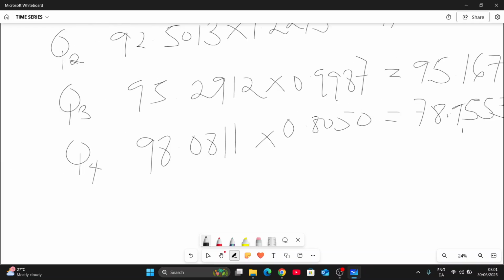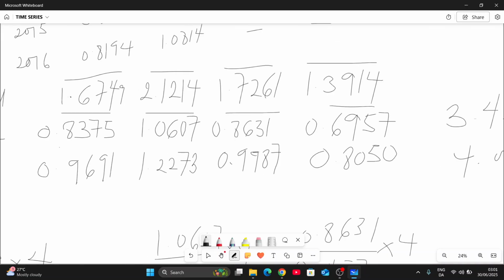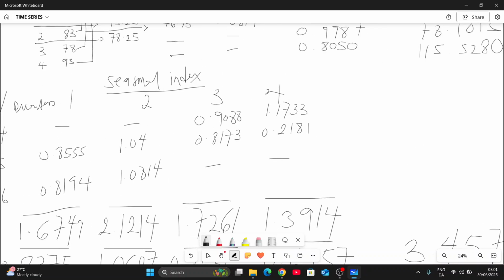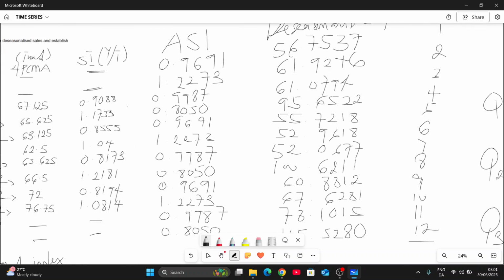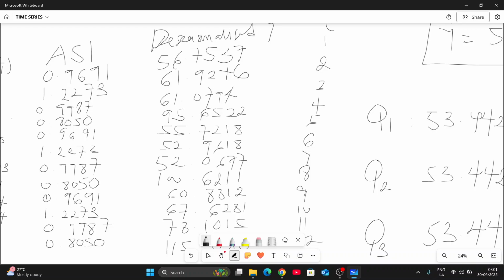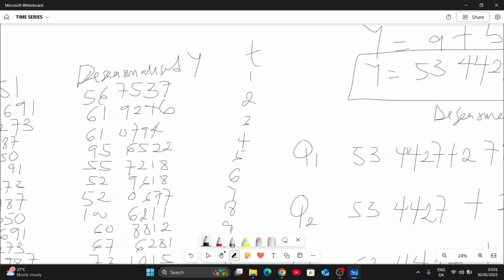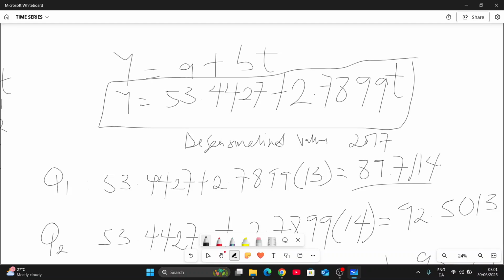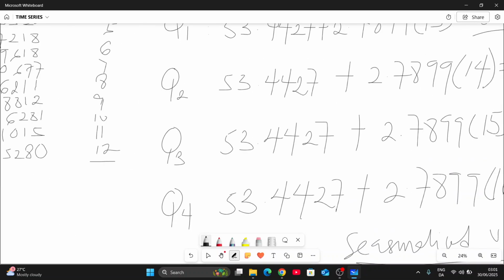So this is how we use the multiplicative model. For the multiplicative model, we divide the actual by the trend to find the seasonal variation or the seasonal index. We find the average and we adjust, then we deseasonalize. We use the deseasonalized value and time t to find our trend equation. We use it to forecast. Then we seasonalize them again using their respective ASIs.